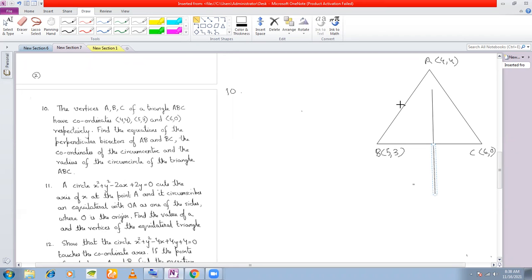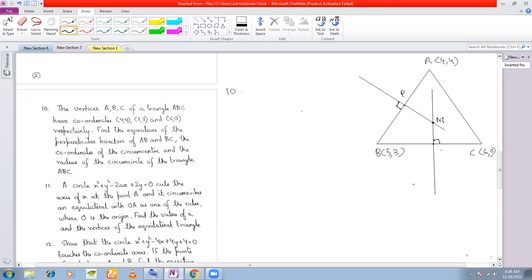Okay. This is one perpendicular bisector, the other perpendicular bisector. So therefore, what can we say? This point here, let's call it M. M is the circumcenter of this triangle, right? But before that, we are only required to find out the equation of the perpendicular bisector.